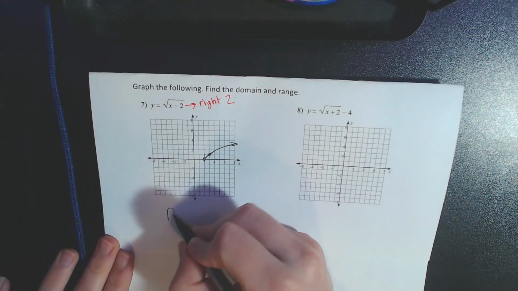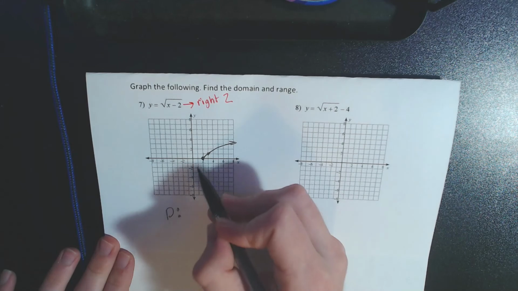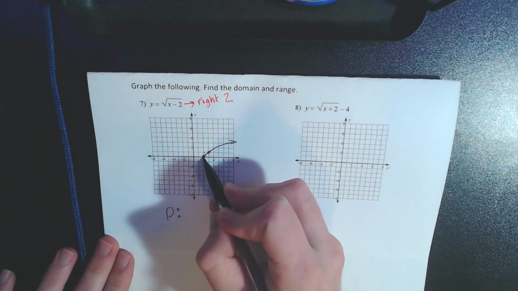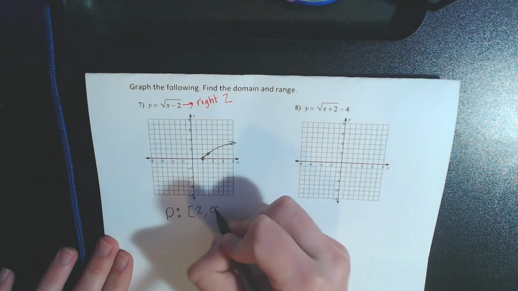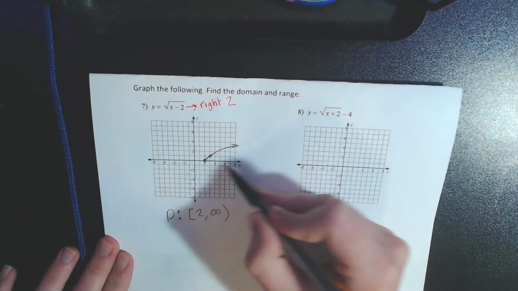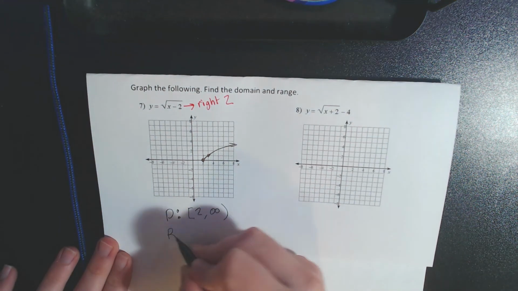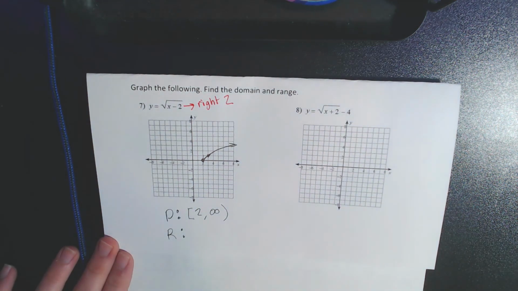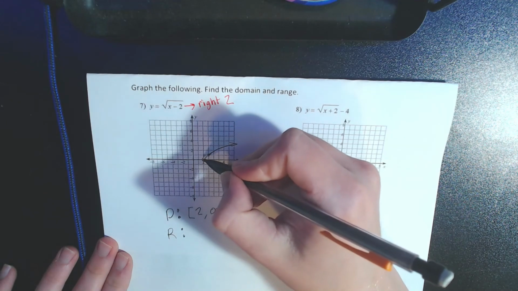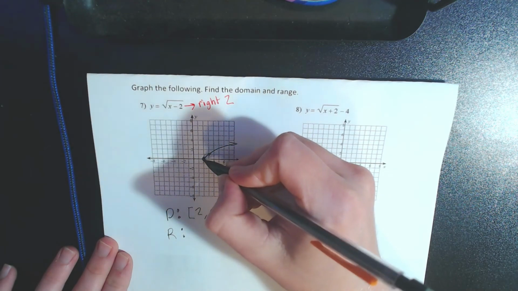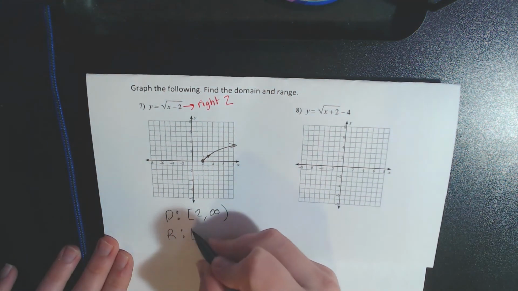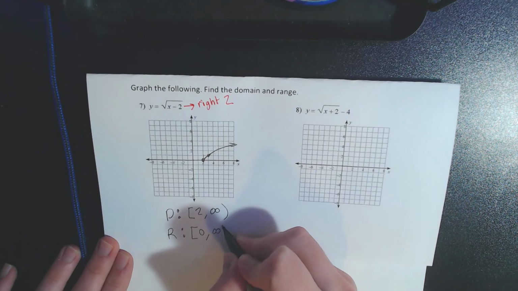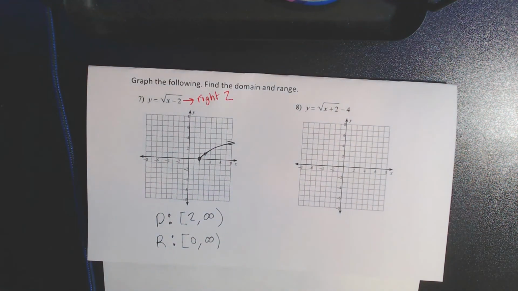Okay, domain. Domain is x values, so the x value starts at 2 and then goes on, right? So 2 to infinity is our domain. Those are the x values that work in here. And then the range, the y values that we get out: it starts here, y is 0 here, and then it goes up, right? So from 0 to infinity is our range. And that's our domain and range of our function.